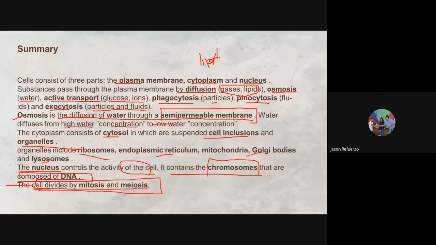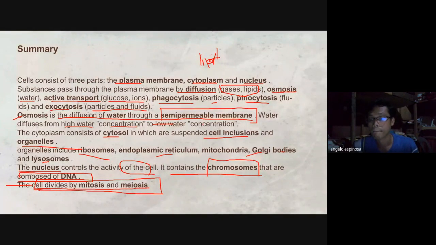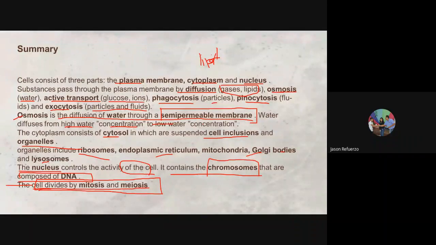Sir, I have a concern. Yes, what is your concern? When is our retake, sir? Ha? When is our retake?